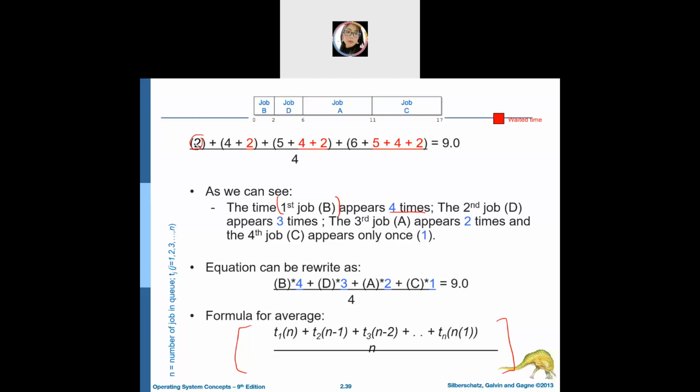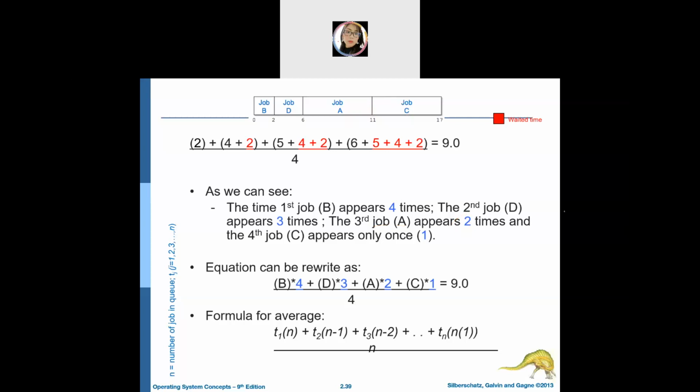Then the second job is job D. Job D itself is one time, when you want to run job D. If you want to run job A, of course, you need to run job D first. Another one more time: if you want to run job C, you also need to run job D first. So you have three times. After that, the third job is job A. For job A, when you want to run it, it is one time. And when you want to run job C, you need to run job A first. Then you can run job C. That's why two times. And lastly, job C is only one time.